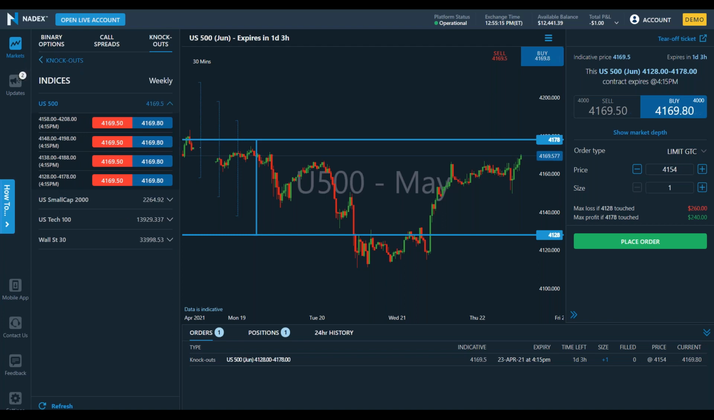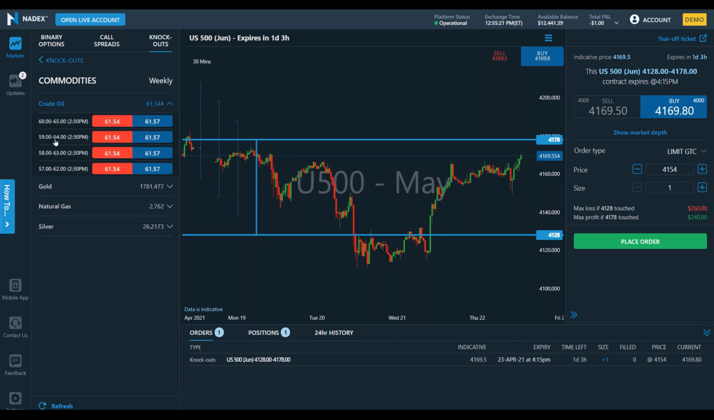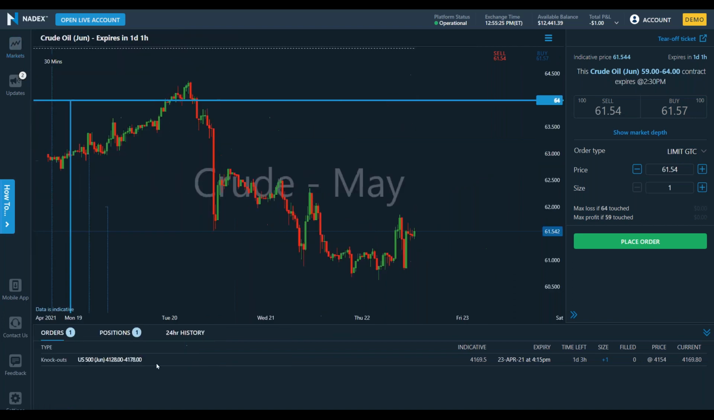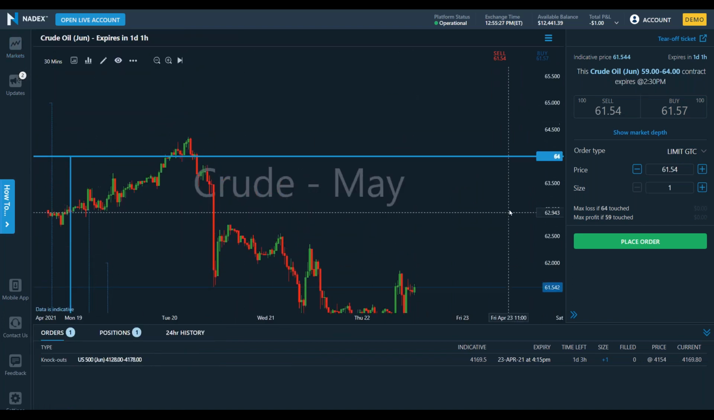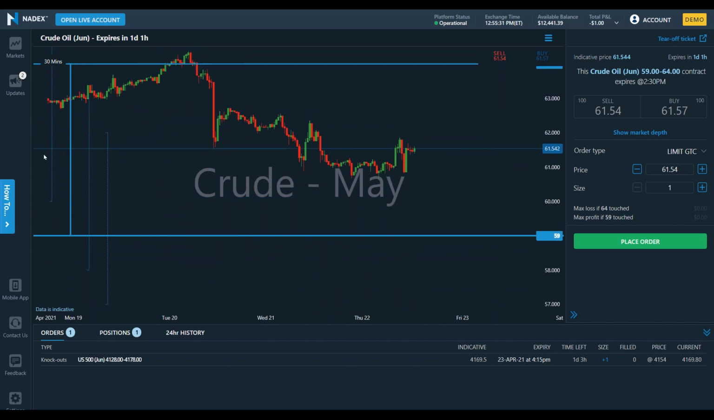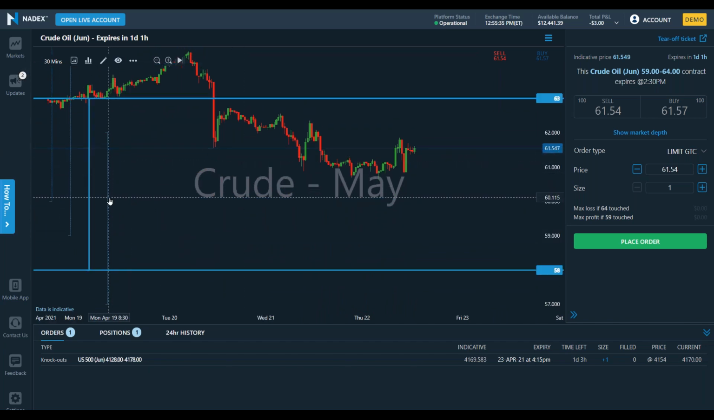Let's go ahead and take a look at oil. I'm going to go to oil commodity. Let's click on crude oil. It doesn't matter which one I pick because it's going to bring up the chart. Oh, I didn't mean to do that. There we go. I can take a look at the chart and I could see my 4 knockouts.